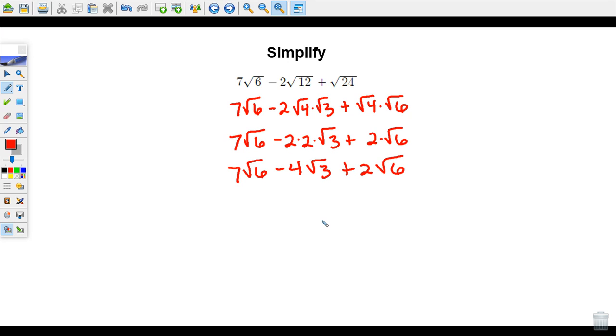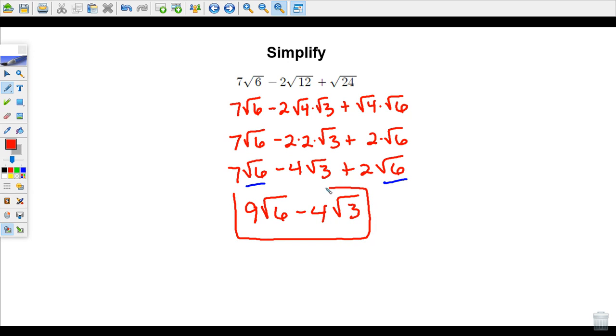Now let's look for like terms. And you should be able to see we have like terms right here with radical 6's. So I'm going to do 7 radical 6 plus 2 radical 6 because it's positive. So 7 radical 6 plus 2 radical 6 is 9 radical 6. Again, don't add the 6's. And then just drop down the term that was not like them, minus 4 radical 3. And there's our simplified expression.